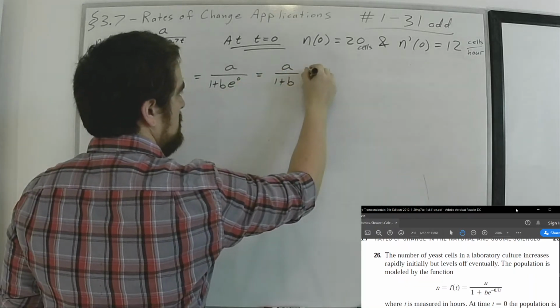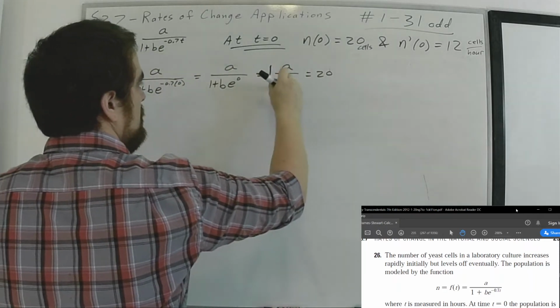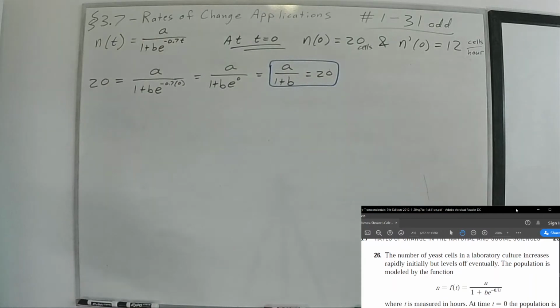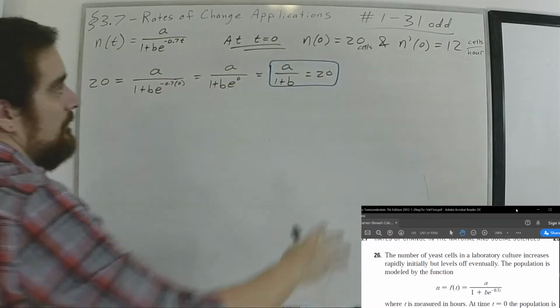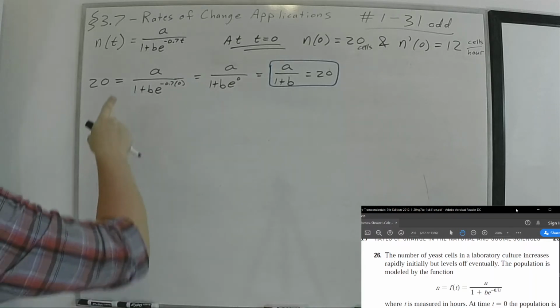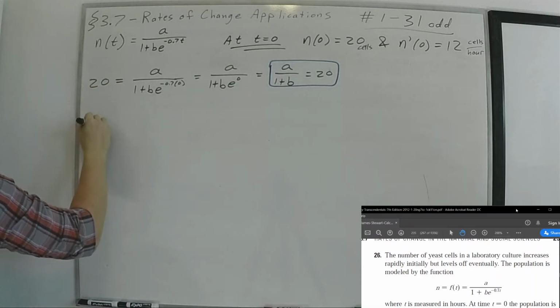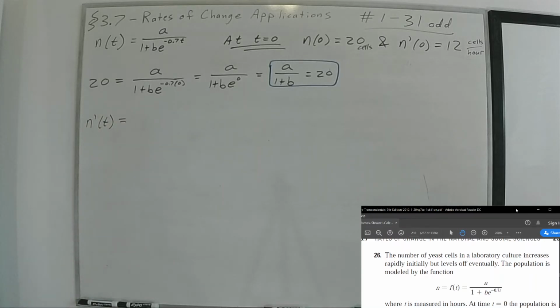I'm going to rewrite that. This is 20 over here. And let's take a blue, that's not the answer, but I'm just highlighting it so we can get back to it a little bit quicker if we need to. The other thing that they tell us is that the derivative with 0 plugged in is going to be equal to 12 cells per hour. Well, first thing, in order to set that derivative equal to 12, we need to figure out what the derivative is. We don't have the derivative. So we need to first find n prime of t, and we can then take n prime and set that equal to 12.